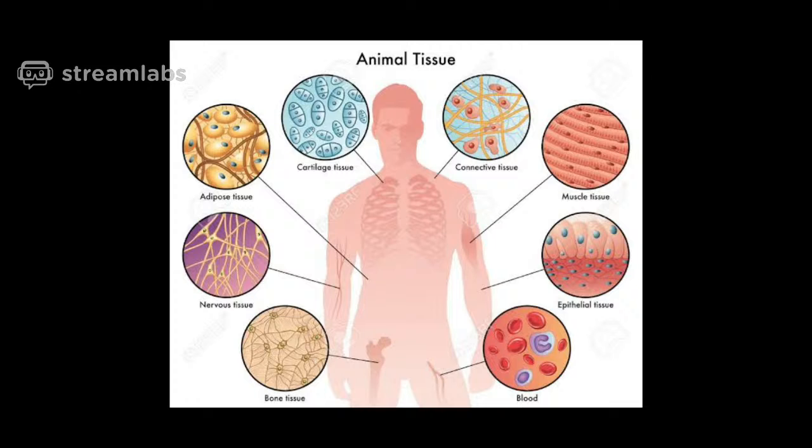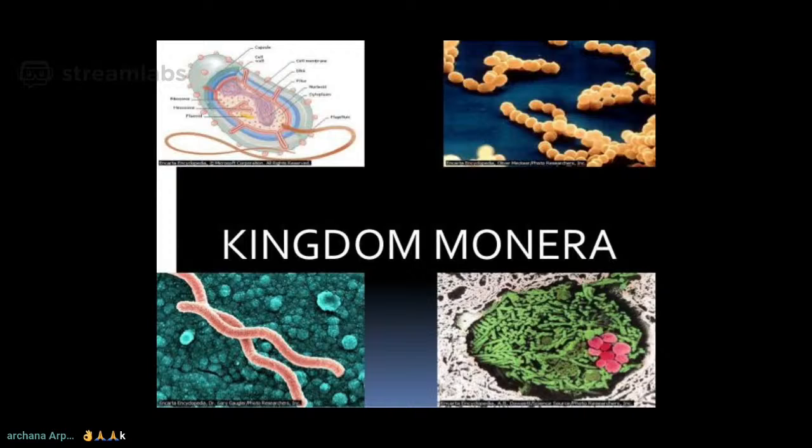The blood is fluid connective tissue which transports the food and the oxygen to the cell and carries back the carbon dioxide and the waste. The blood is very important as it carries the oxygen with the help of hemoglobin, which is a red pigment. And this is about the animal tissues.